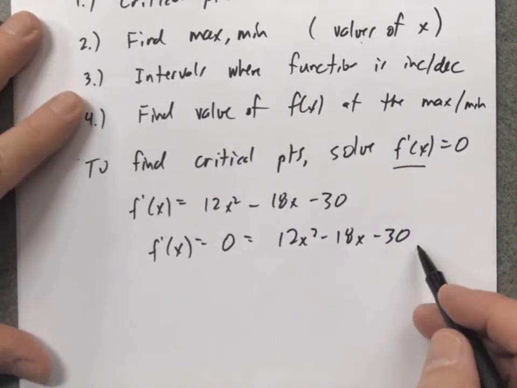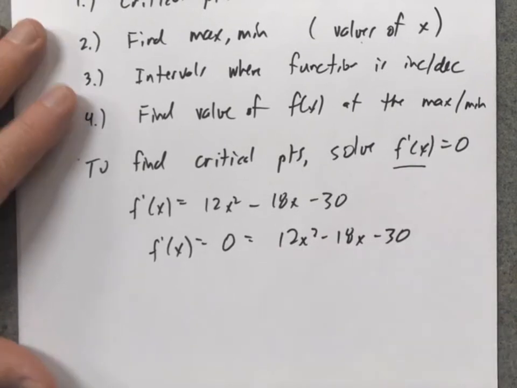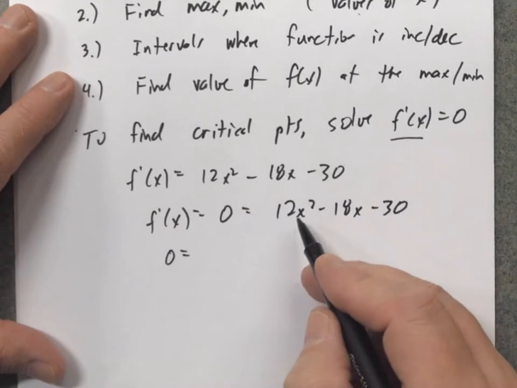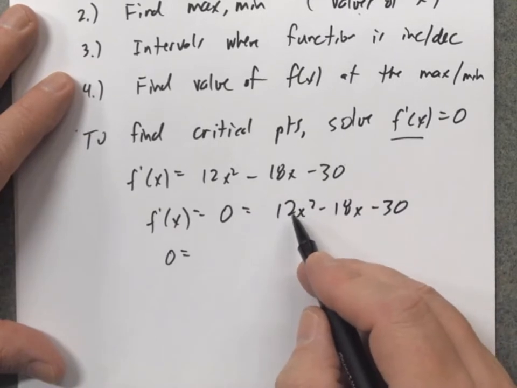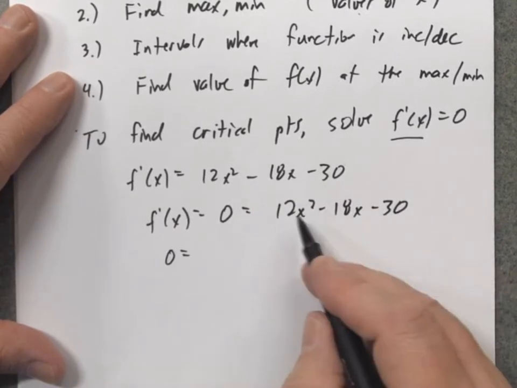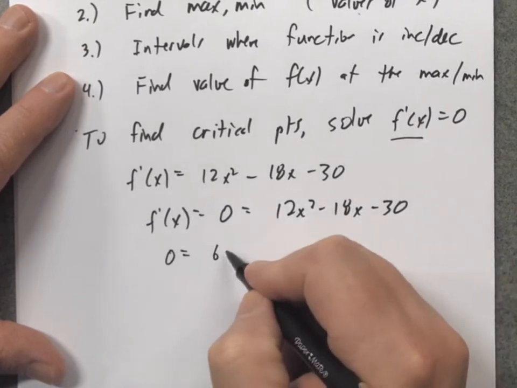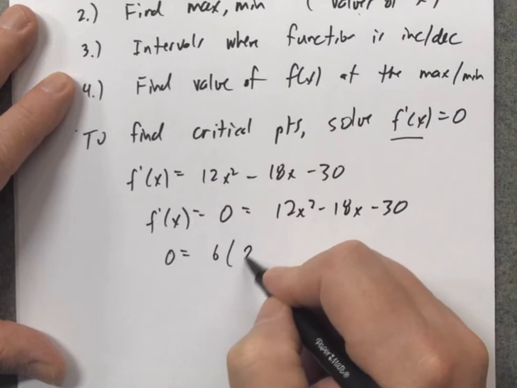So how do I solve this equation? I have 3 terms here. This is a trinomial. You have to remember back to how to solve equations. What I'm going to do is, I notice 12x squared, 18x, 30. 12, 18, and 30 have a common factor of 6. So I'm going to factor out the 6.